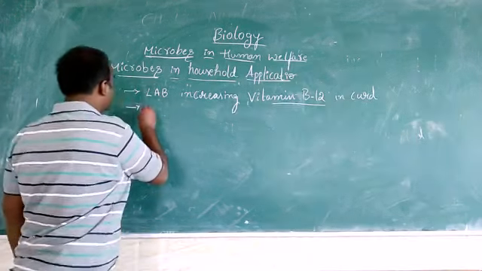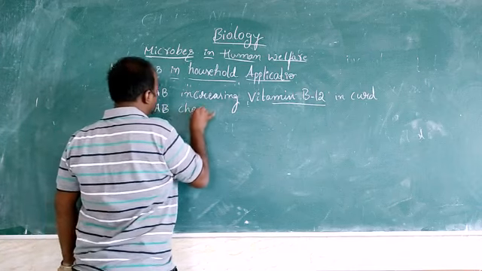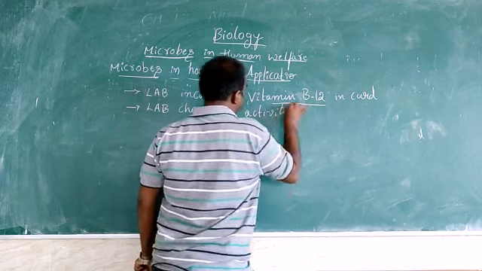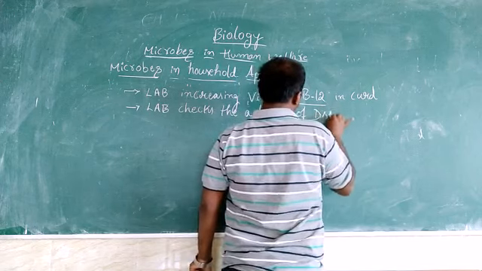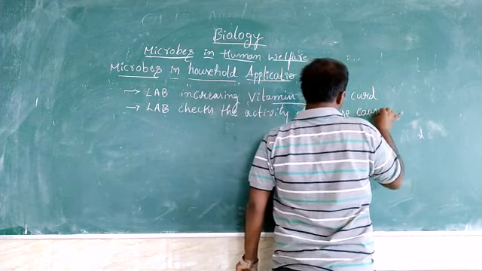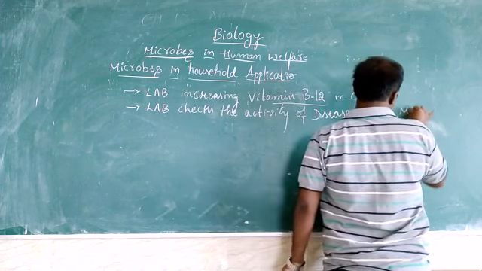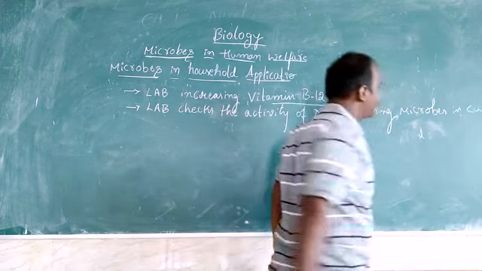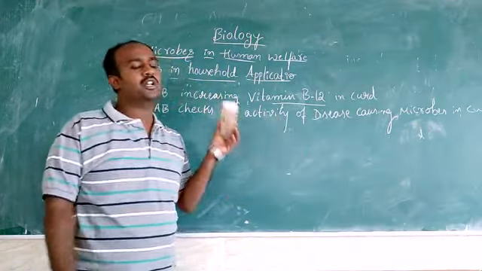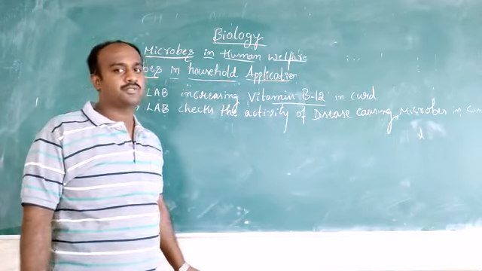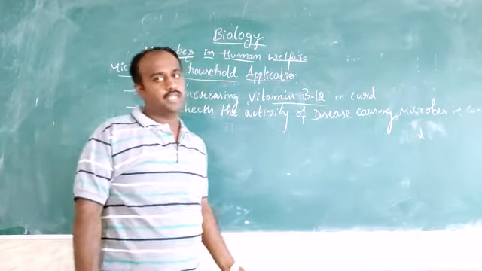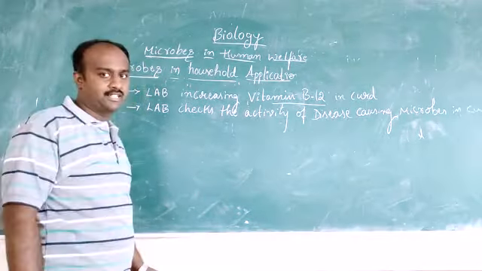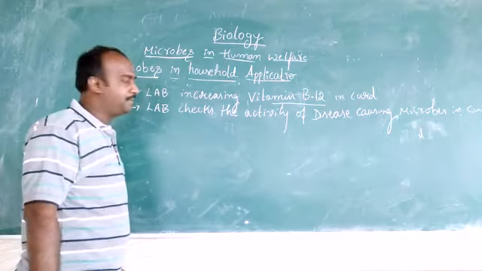So ಏನಾಗುತ್ತೆ, this LAB checks the activity of disease-causing microbes in ಮೊಸರಲ್ಲಿ. ಈ LAB ಬಿಟ್ಟು ಬೇರೆ ಕೂಡ ಮೈಕ್ರೋಬ್ಸ್ ಇರುತ್ತೆ, ಕೆಲವೊಂದು ಡಿಸೀಸ್ ಕಾಸಿಂಗ್ ಮೈಕ್ರೋಬ್ಸ್ ಇರುತ್ತೆ, ಅದರ ಆಕ್ಟಿವಿಟಿನ ಚೆಕ್ ಮಾಡುತ್ತೆ. ಯಾವುದು ಅಂದರೆ LAB. Okay, this is about the lactic acid bacteria that is usually in household applications.